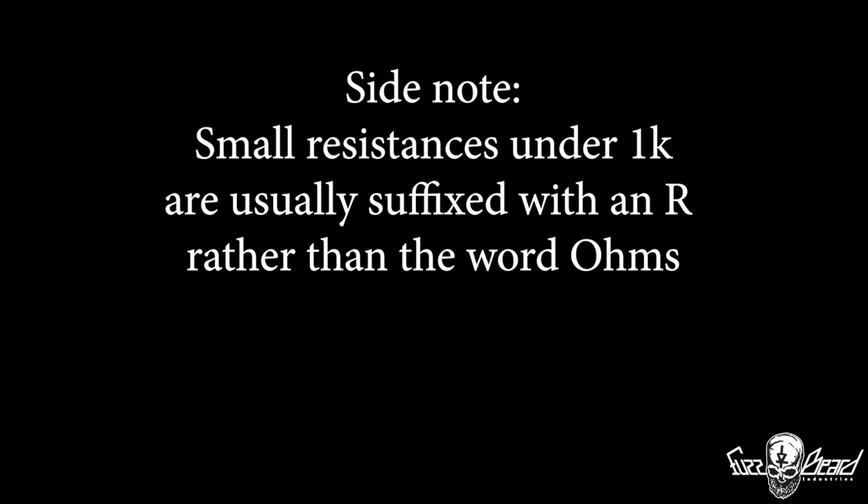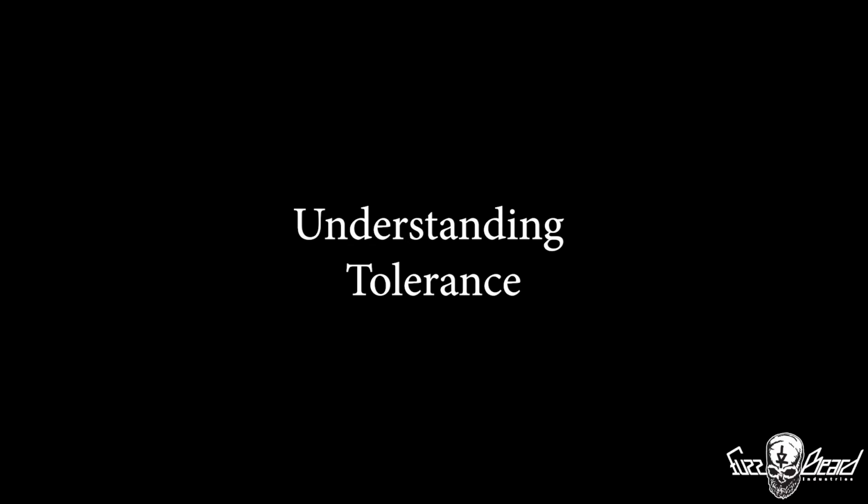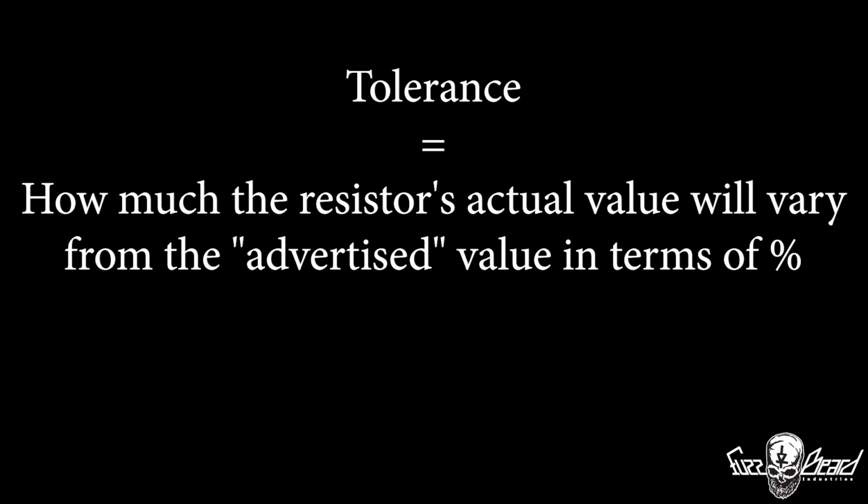Quick side note, small resistance values of under 1k or 1000 ohms are often suffixed with the letter R. For example, 460 ohms would be written as 460R. A minute ago we covered how tolerance indicates how much a resistor's true value can vary from the value displayed by the coloured bands, with each colour representing a range in terms of percentage of the resistor's value.